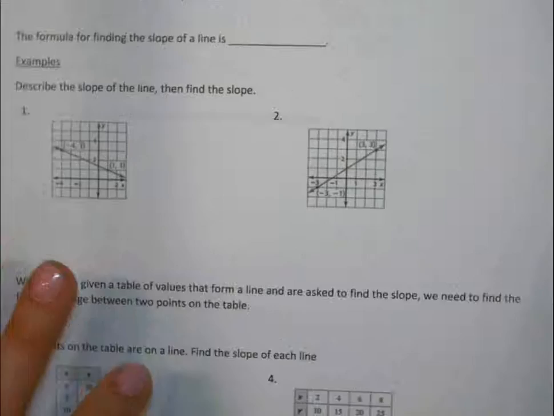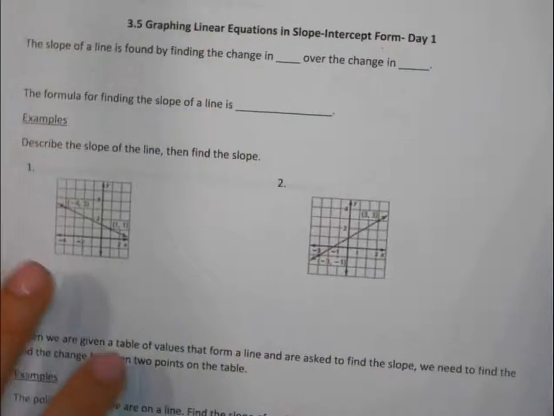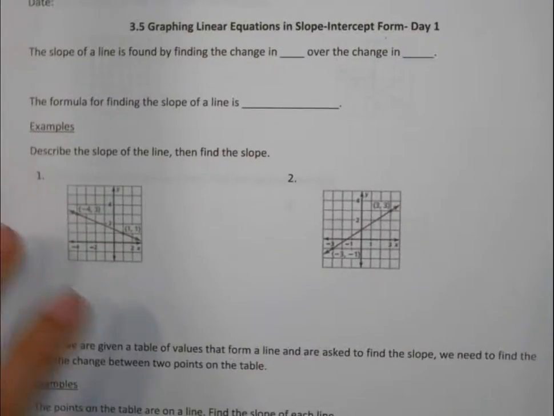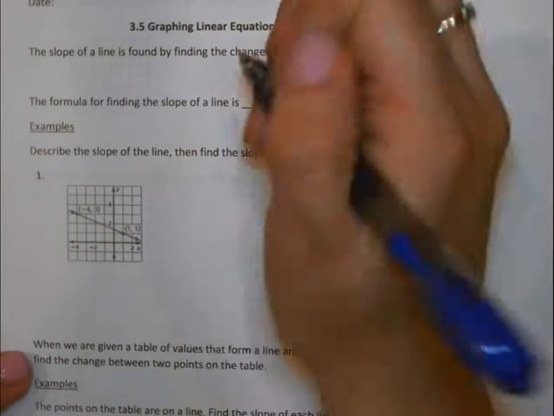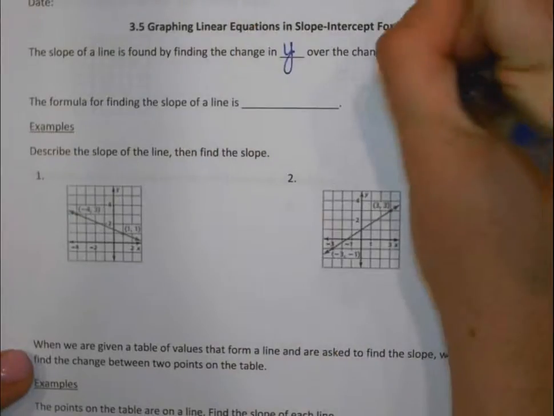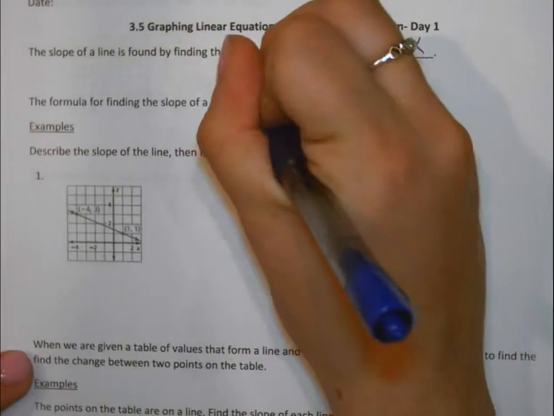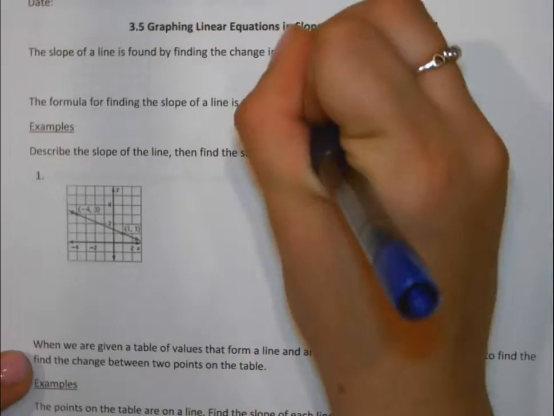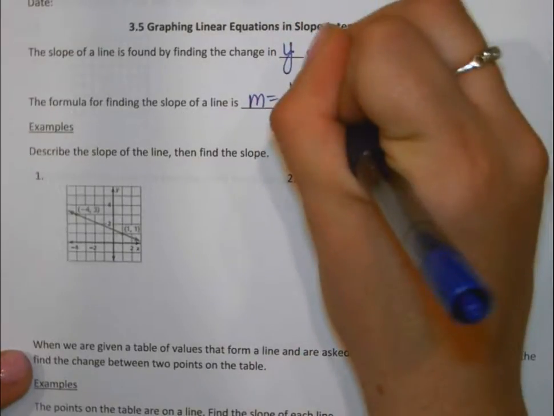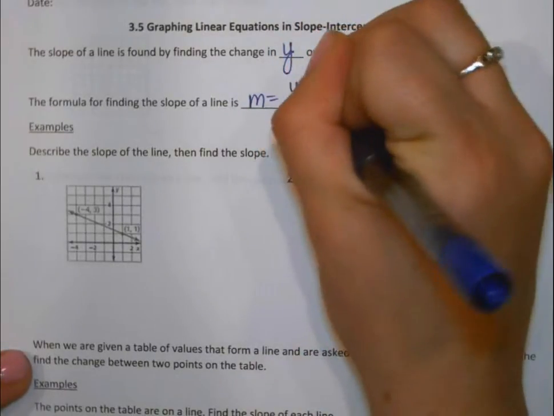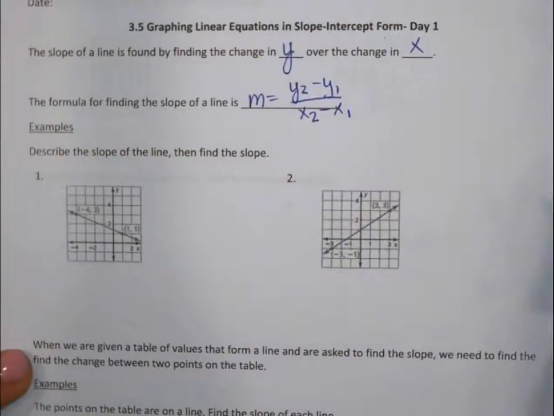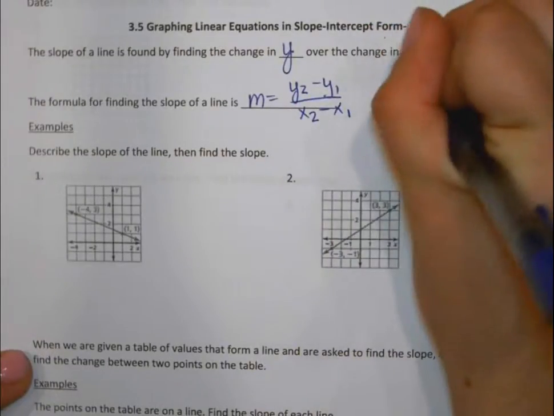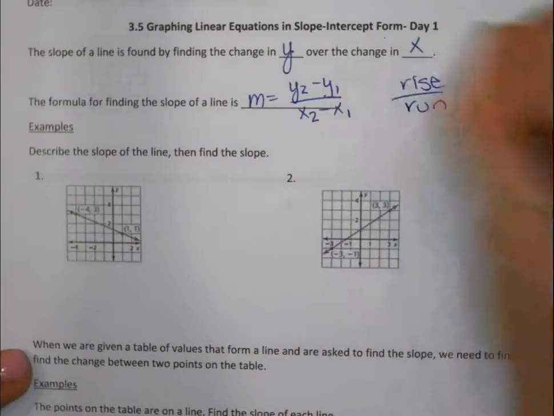In 3.5, we're learning how to graph with slope-intercept form. The slope of a line is found by finding the change in y over the change in x. The formula for finding the slope of a line is m equals y sub 2 minus y sub 1 over x sub 2 minus x sub 1. Another way you might have seen this is rise over run.